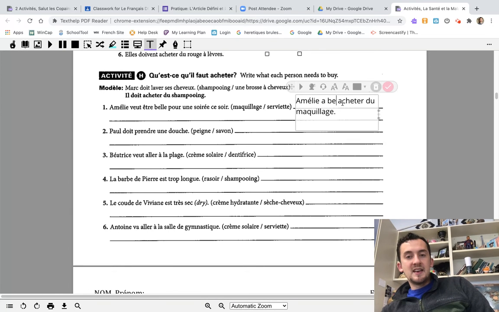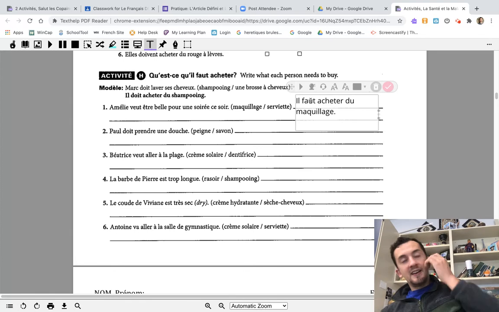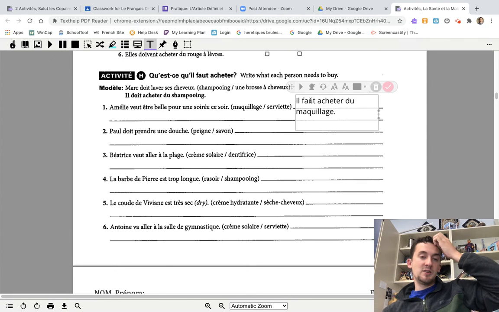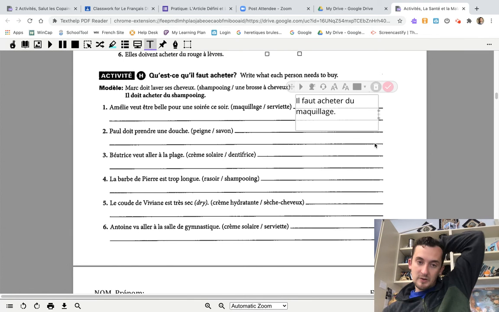You can also say, Amélie a besoin d'acheter du maquillage. She needs to. That's a really nice expression to use. And I'd like you to try and use it at least once in your packet, in this activity. So you've got doit, devrait, a besoin. You can also just say straight up, il faut acheter du maquillage, because il faut, it kind of means it's necessary too, but you can use it wherever. All right.